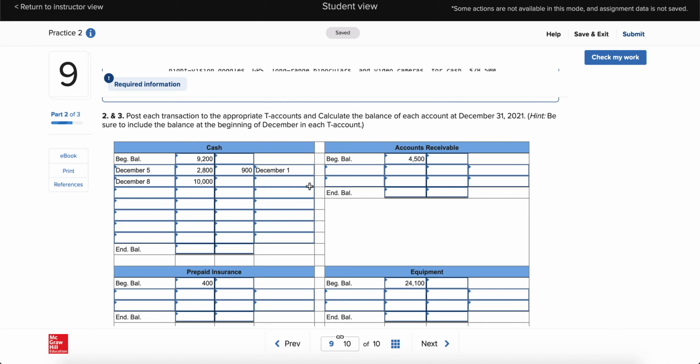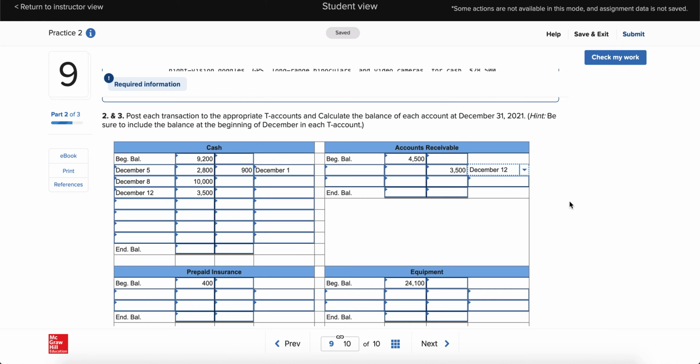Okay, let's continue this. What did we do last? The 10,000. So December 12th, we have a debit to cash, and that is for 3,500. And the credit in that case was to accounts receivable. Again, we don't want to be on that beginning balance line. And this is December 12th.